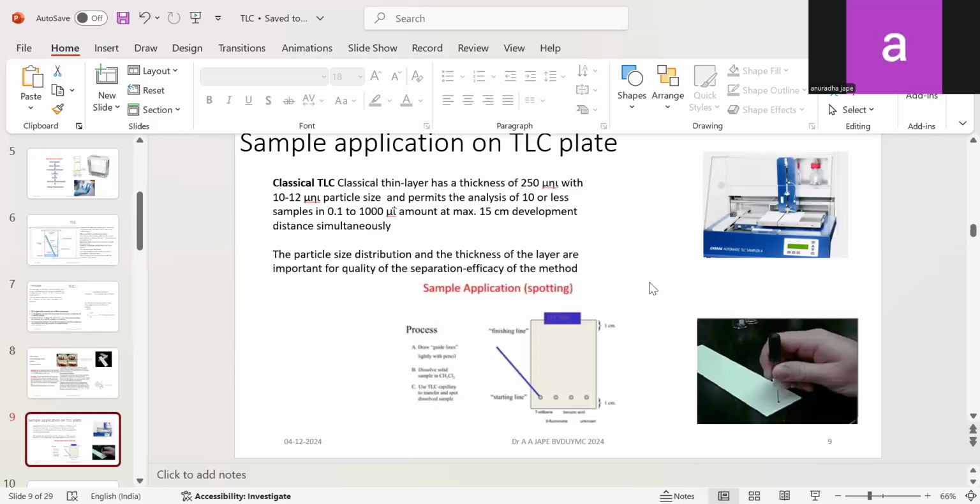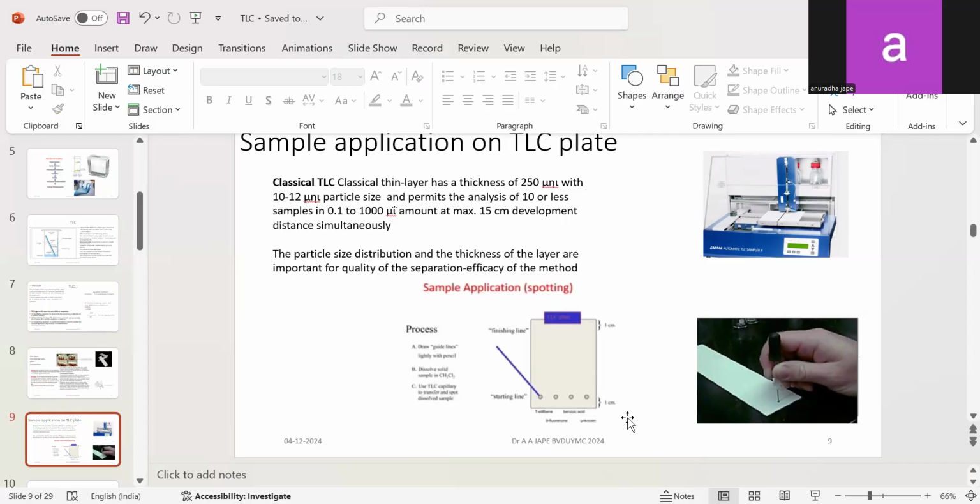When the sample is applied to the plate, it is to be applied at 2 to 2.5 centimeters from the edge. Of course, you can use a micropipette or microsyringe or the automated samplers, but you have to see to it that you are not going to apply the sample very close to the edge. You are going to leave some space from one edge, and then you are going to apply the sample. That is very important. Transparent templates to facilitate the correct location of the sample are available commercially. That also can be used.